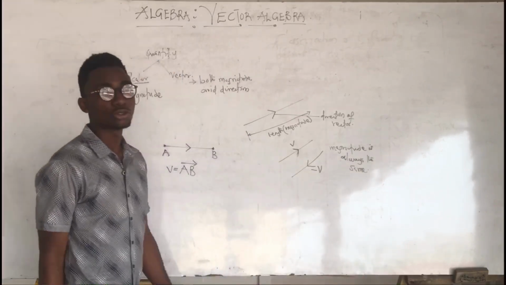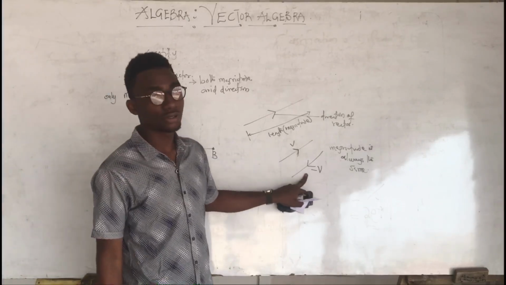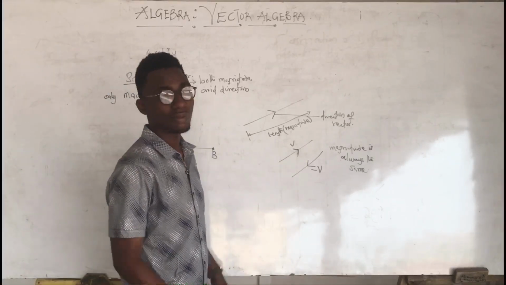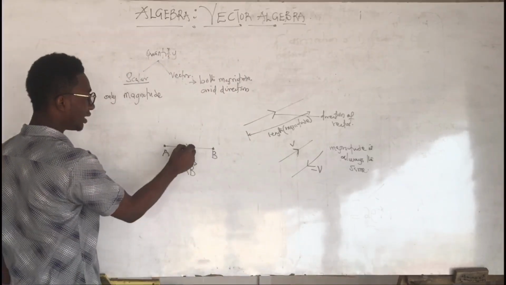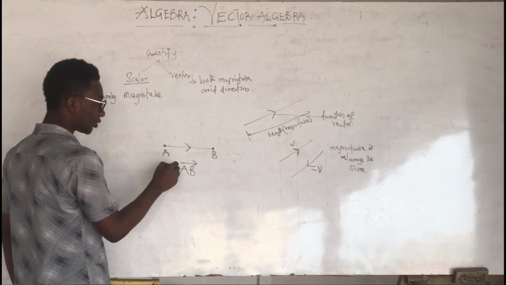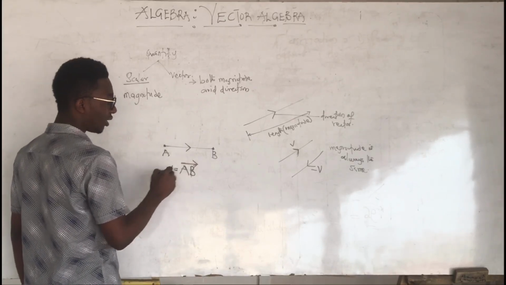It's something you should understand. Anytime you change the direction of the vector, the magnitude is not affected. The magnitude is always the same. So if I have a vector this way, mathematically I can present it as vector AB in this direction.